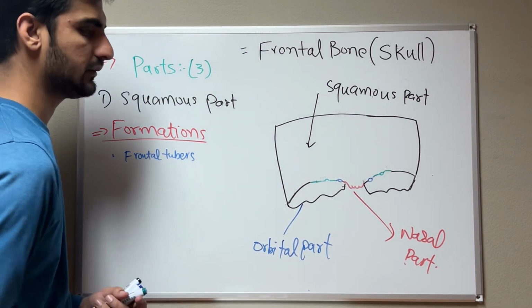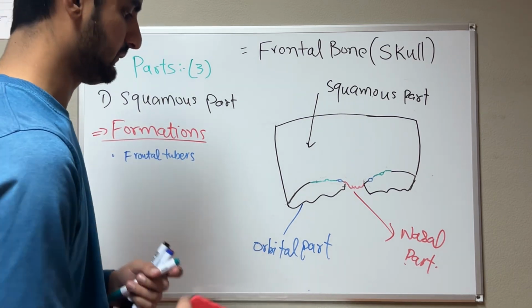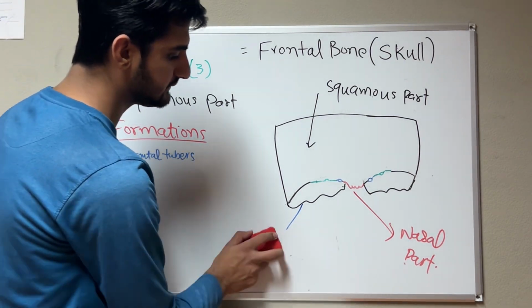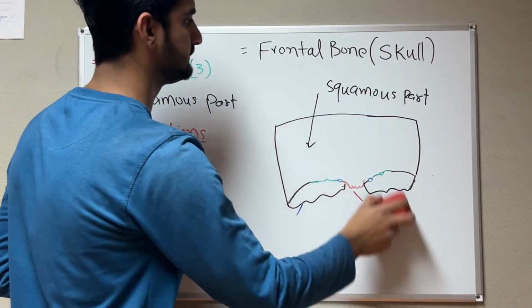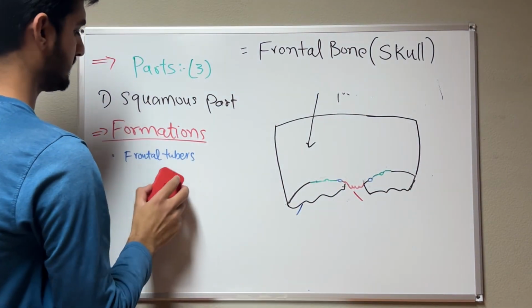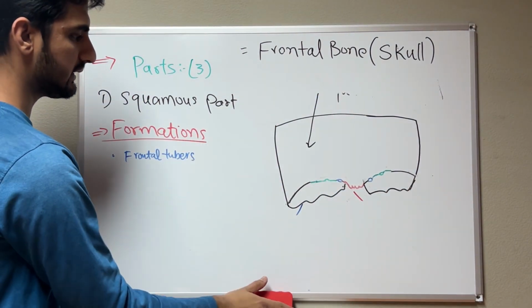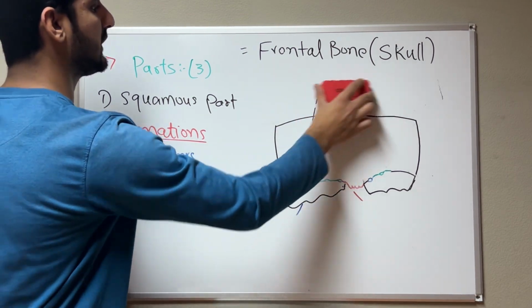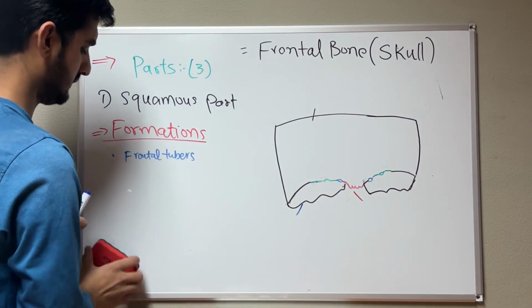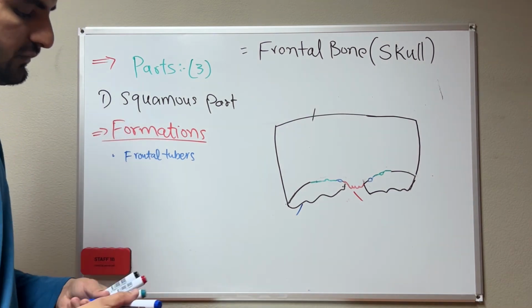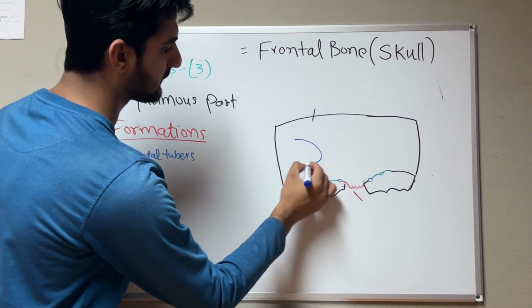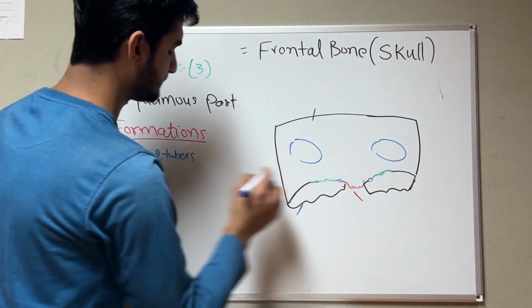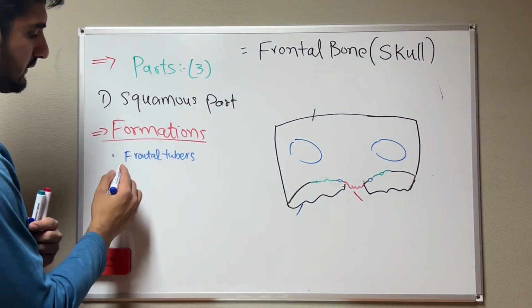Now each part has formations. First we will discuss the squamous part, which I already wrote. Now, which formations do we have in the squamous part? This area is the frontal tuber. These are the frontal tubers.